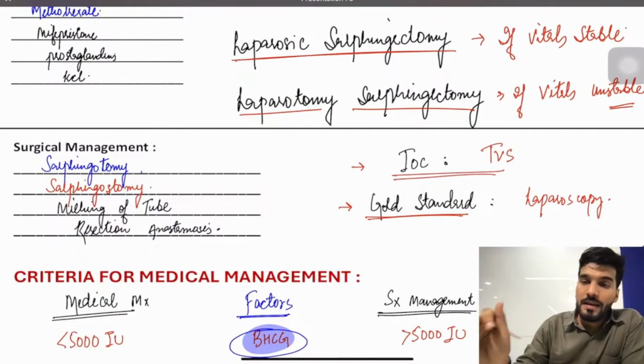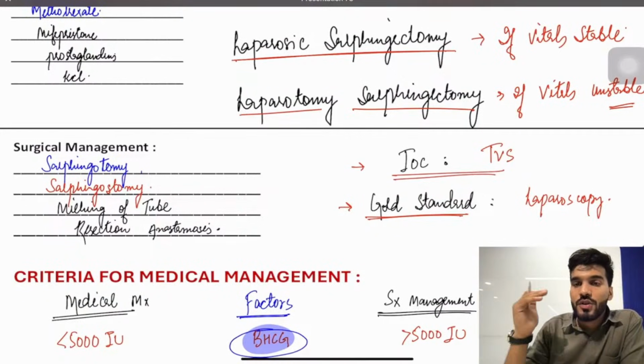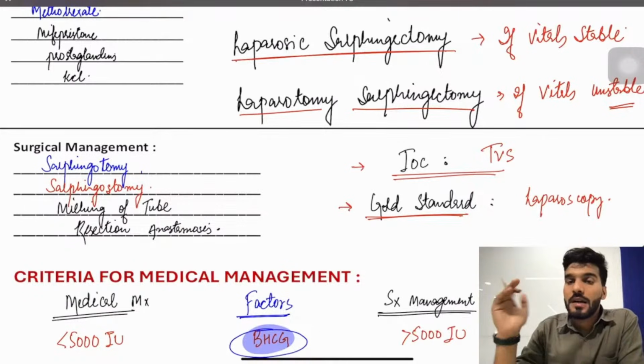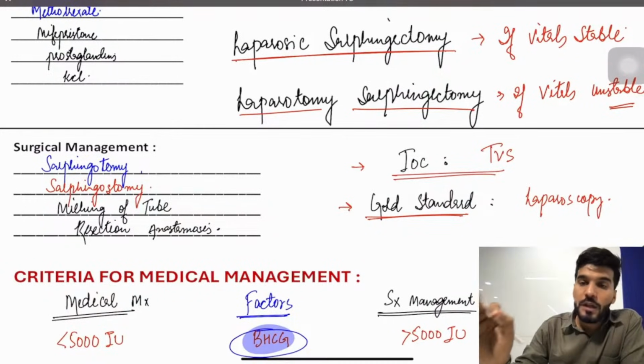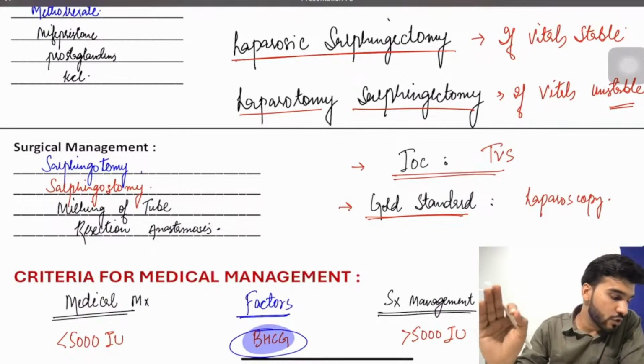If beta hCG is not doubling in 5 to 7 days, or it rises by only 30% after 48 hours, it's going to be an ectopic pregnancy. And if there is a fall in the beta hCG levels by 50%, this is a classical case of abortion.